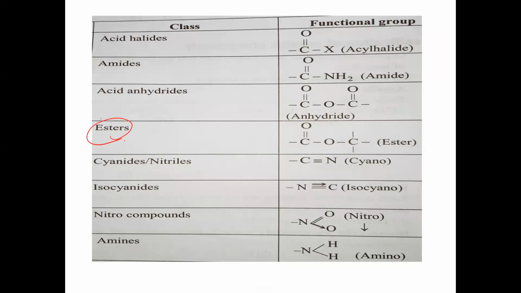So esters, what I said, the ester functional group is what? Bond COOR. R is what here? Alkyl group. Next, cyanides if you take. Cyanides are also called nitriles. So your bond CN will be there. This cyanide group is also called nitrile. Generally, nitrile will be used in IUPAC naming. Cyanide is used in common names.